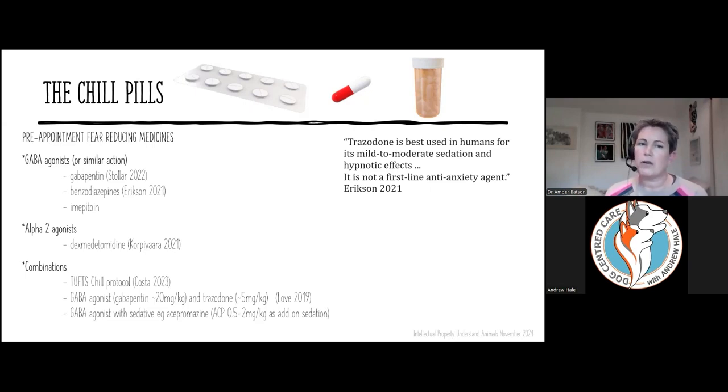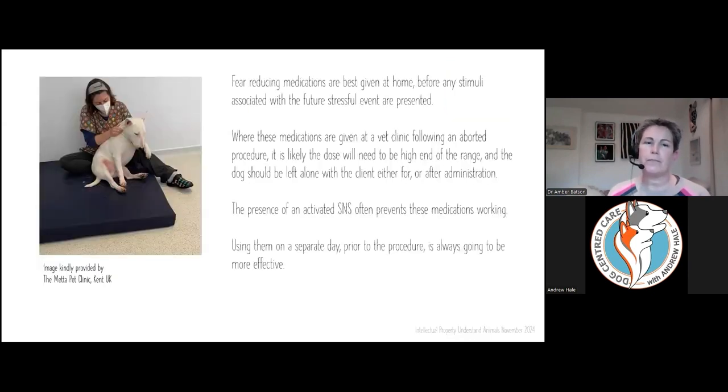But all these products have their pros and cons. And so obviously being familiar with the dog's medical history and also any previous experience they've had when we've given these medications is really, really invaluable. They need to be given at home before the appointment to have their best effect.